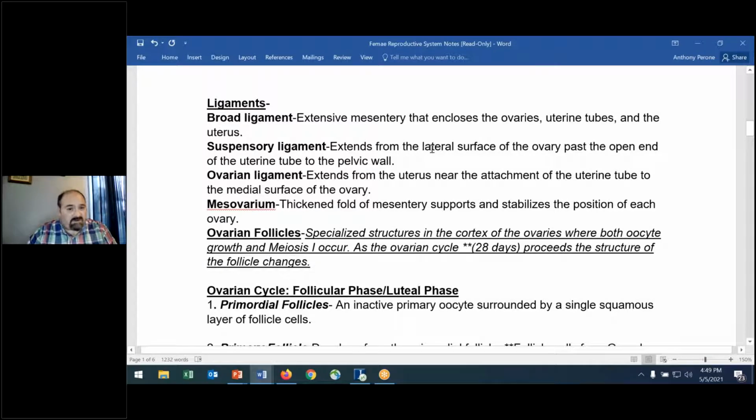Suspensory ligament, what is this here? It extends from the lateral surface of the ovary past the open end of the uterine tube to the pelvic wall. So again, we have two ligaments connected to the ovaries to keep them in position.